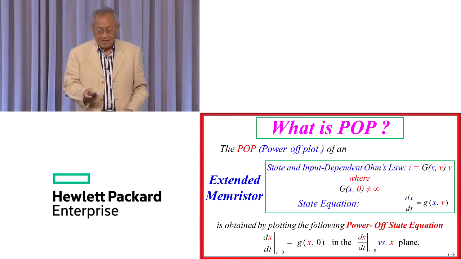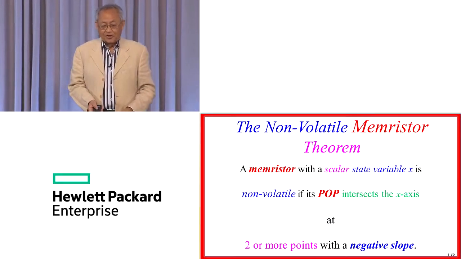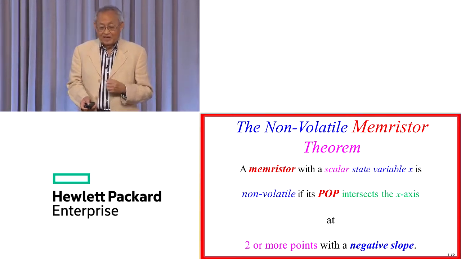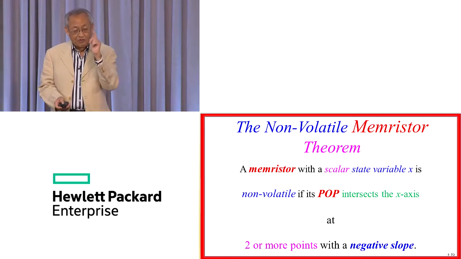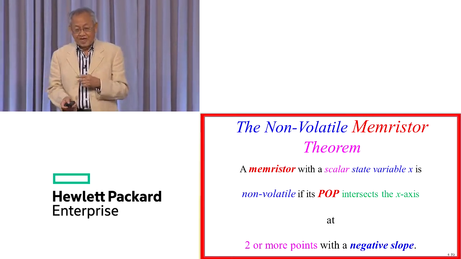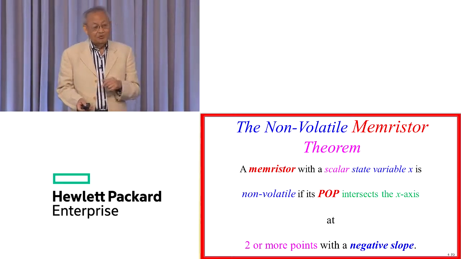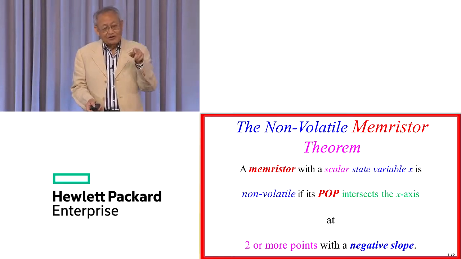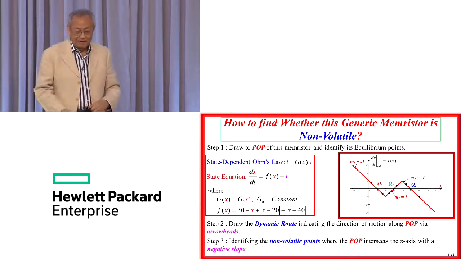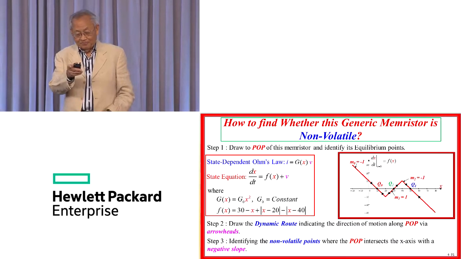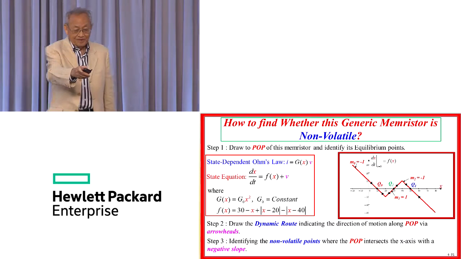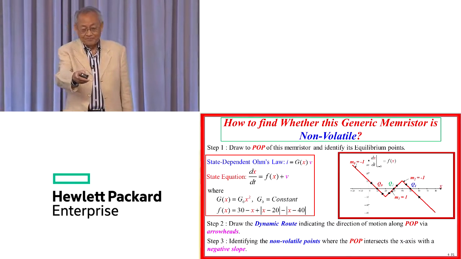There is a theorem here. The non-volatile memristor theorem says that a memristor with a scalar state variable x, only one state variable, is non-volatile if its POP intersects the x-axis at 2 or more points with a negative slope. So it not only has to intersect, it has to have a negative slope. So back to this example now. You can see that the POP happens to be, of course, f of x, because when v is 0 is where that curve is, and that's the POP.